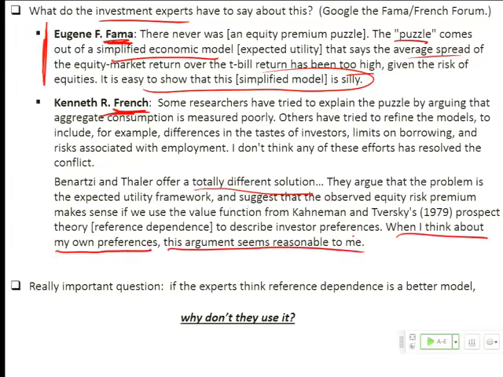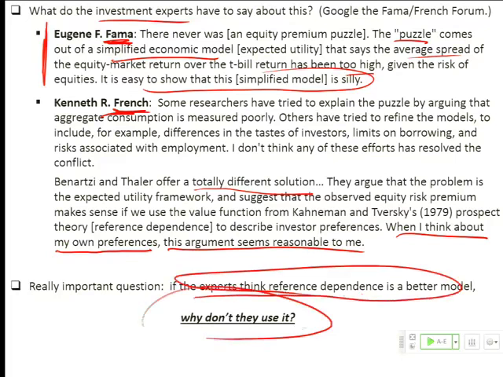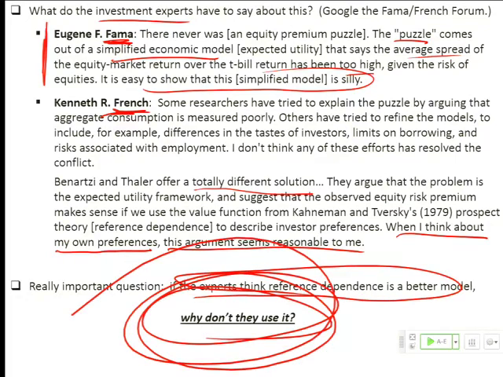So you heard it from the experts. Bernardsky and Thaler have captured psychologically realistic phenomena, put them into a mathematical model, and demonstrated that it can explain reality. I don't want to dwell on this now, but it's a really important question for us to ponder. If the experts think that reference dependence is a better model, why don't they use it? Because they don't.